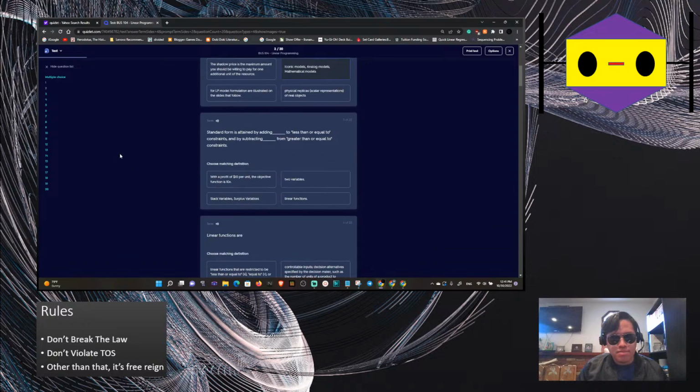Cool. Okay. Standard form is attained by adding what to less than or equal to constraints and by subtracting what from greater than or equal to constraints? What do you think it is? I'll say C. Standard form is obtained by adding slack variables to less than or equal to constraints and by subtracting surplus variables from greater than or equal to constraints.